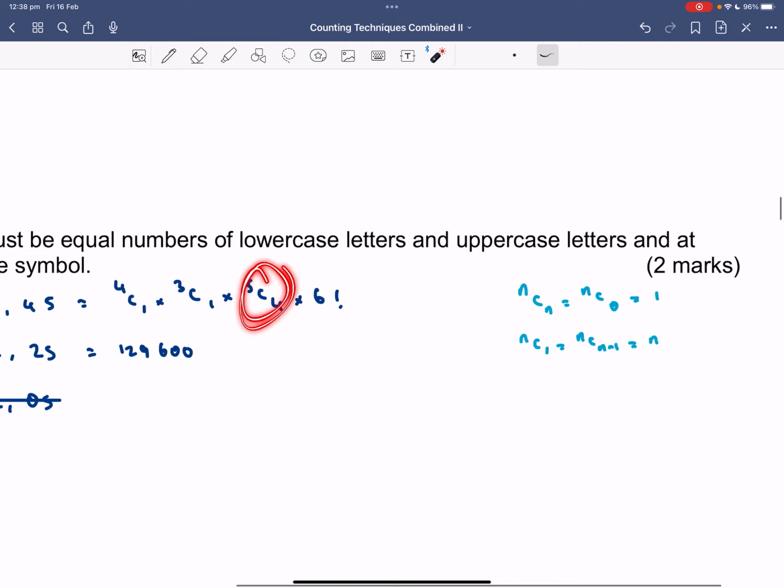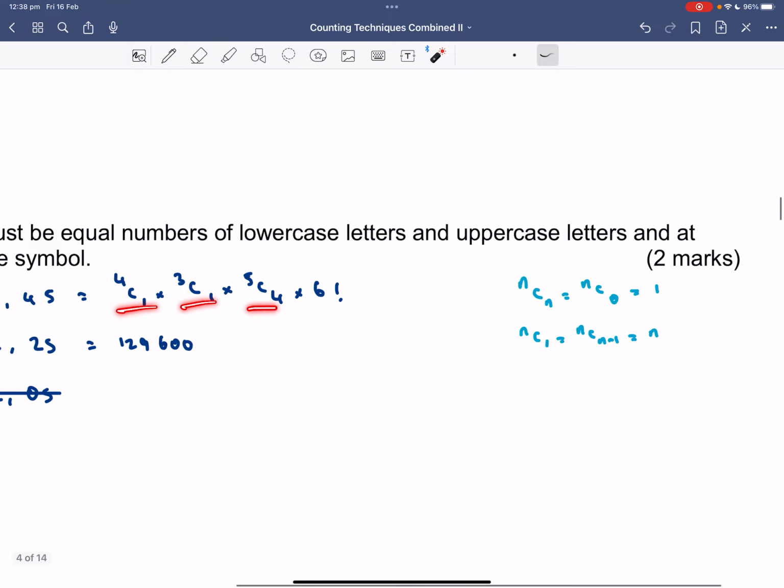So what I'm trying to say is you should know that 5 choose 4 is the same as 5 choose 5 take 1, which is the same as 5 choose 1, and anything choose 1 is just itself. So I'm basically saying that's 5. If you know that, good. If not, you have a calculator, so it doesn't matter.